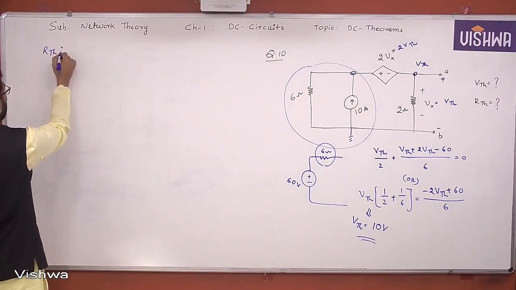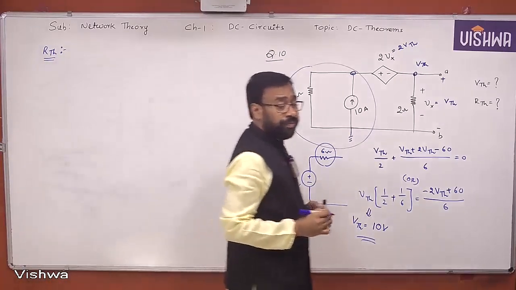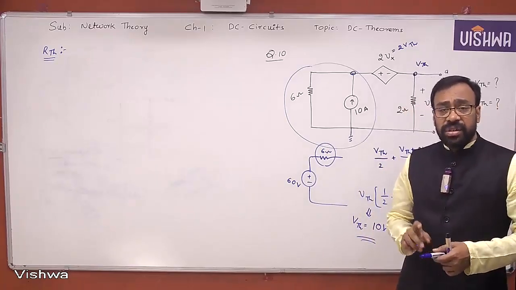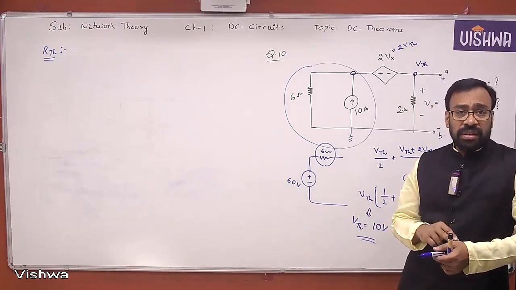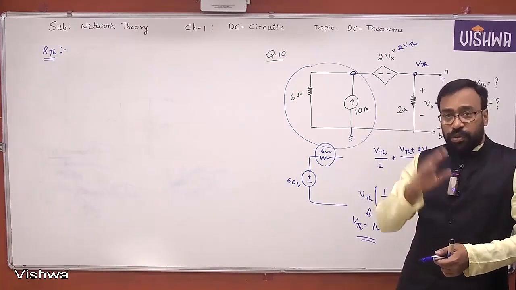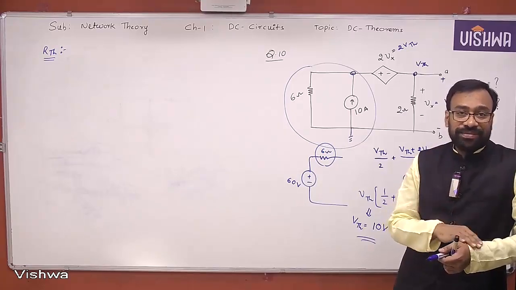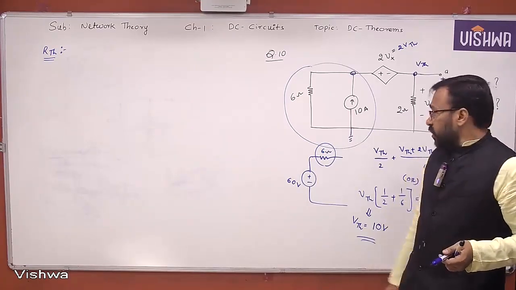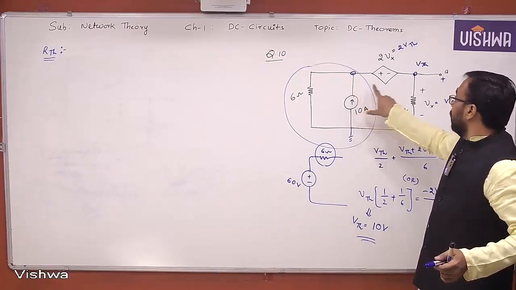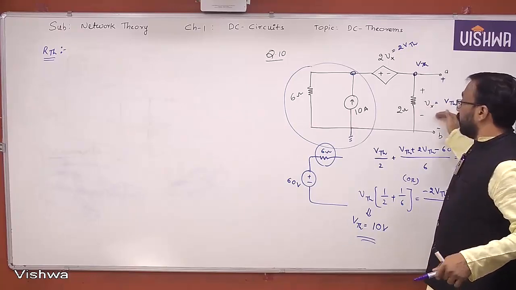What is the procedure to calculate RTH? What is the RTH definition? It is a resistance determined across the terminals where the load is removed with all independent energy sources suppressed. Yes, sir. So if you suppress the independent energy source, this is replaced by open circuit. And now you are going to calculate the resistance between AB terminals seeing through the network like this.